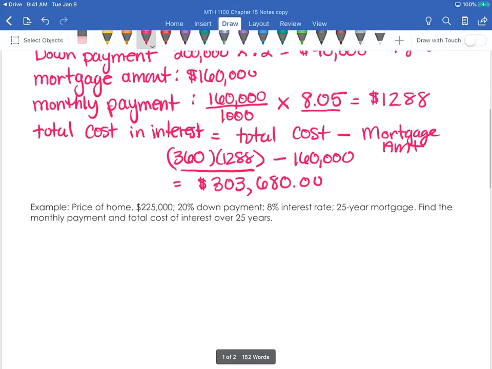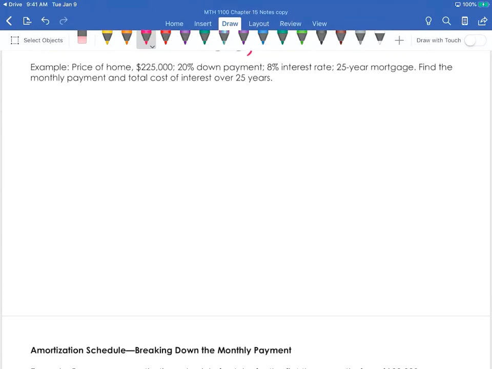Okay, so the next example, we're going to do the same thing. We're going to find the down payment amount. We're going to find the mortgage amount. We're going to find the monthly payment. And that will lead us to being able to figure out what the total cost and interest is. So first we need to find the down payment. So the down payment is 20% off the price of the home.